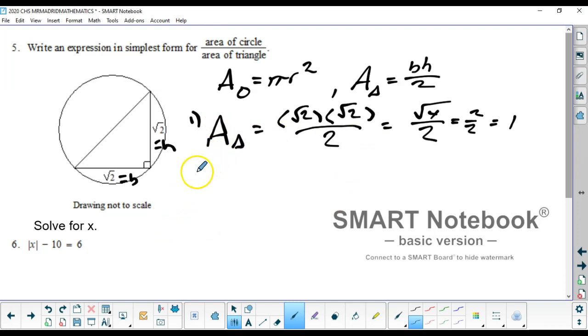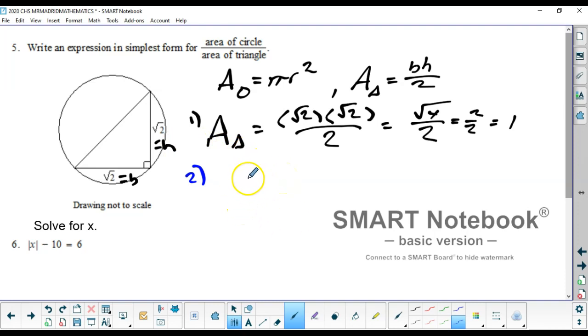So the next thing we do is we're going to need the circle, right? The area of the circle, which requires the radius, but we don't have the radius. But we do have this bad boy. We're going to need this guy, which for the triangle is the hypotenuse, and for the circle, it's the diameter.